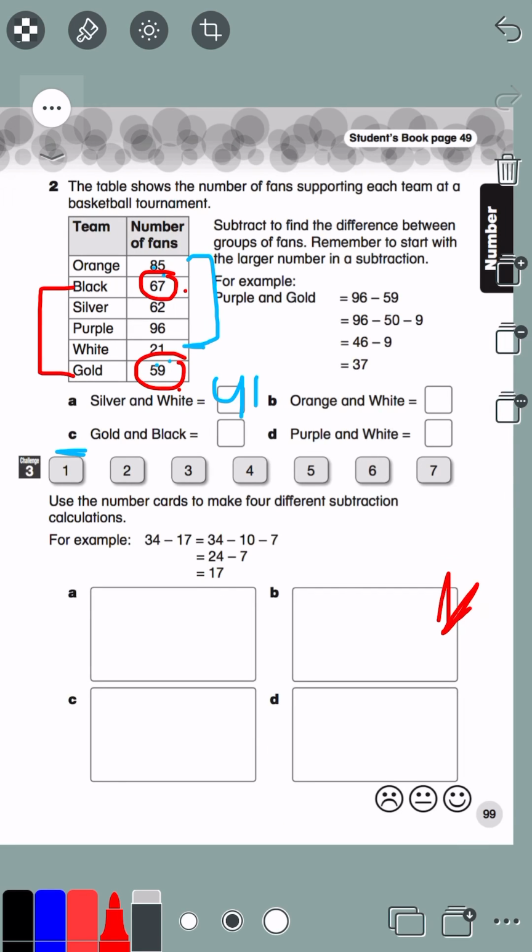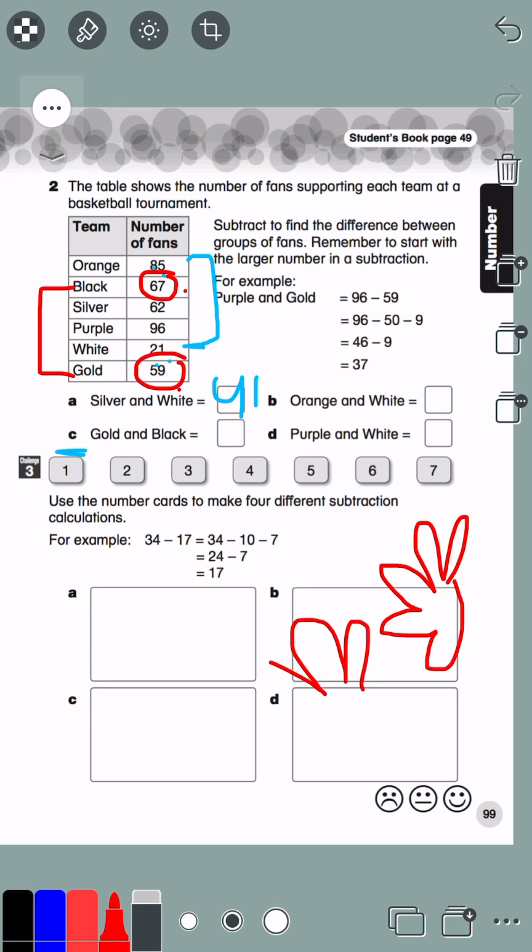60, 61, 62, 63, 64, now 65, 66, 67. I counted on 5 and 3 fingers, that equals 8. So the difference is 8.